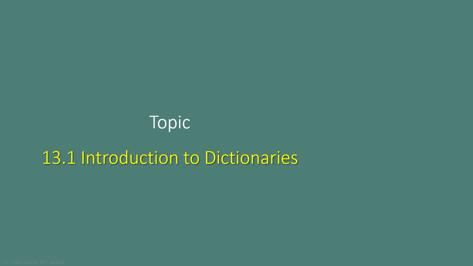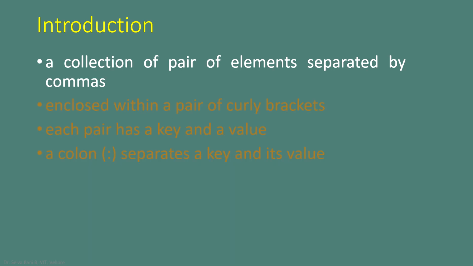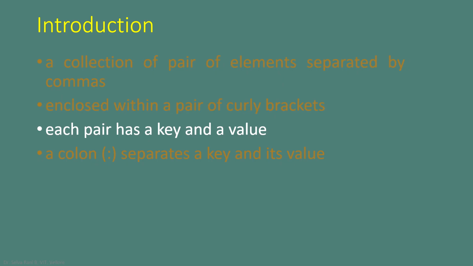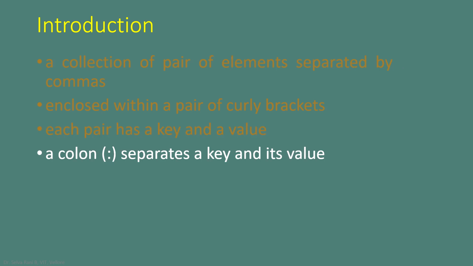In this session, we are going to explore another important data structure in Python called dictionary. A dictionary is a collection of pair of elements separated by commas. The elements in a dictionary are enclosed within curly brackets. Each pair of element in a dictionary has a key and a value. The key and a value will be separated by a colon.